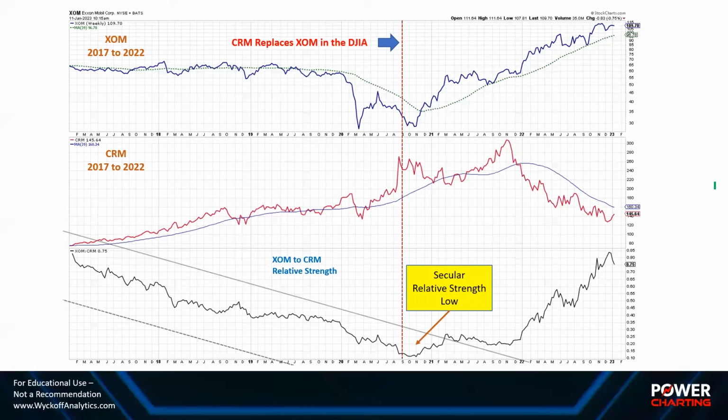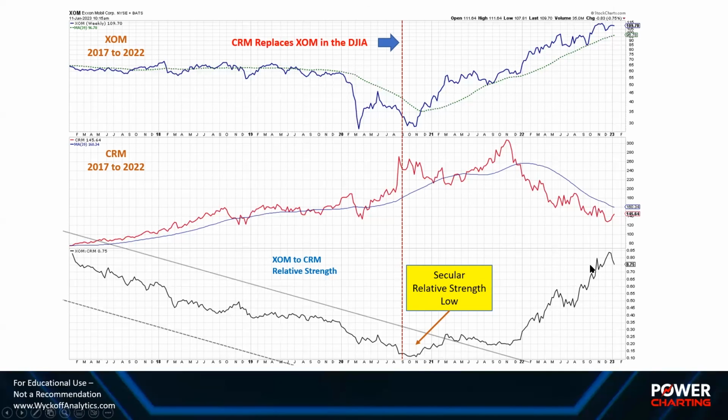But here's the crazy, absurd part. Pointed out to me by Joe Turner, CRM replaced Exxon in the Dow Jones at the end of August of 2020. Note how the place that happened. This is the low in Exxon. This is a test of the early 2020 low. Here is a high in CRM, Salesforce. And look at how they are polar opposites of each other. They're almost like mirror images. Here's the relative strength of Exxon to CRM. And this is the point at which CRM replaced Exxon in the Dow.